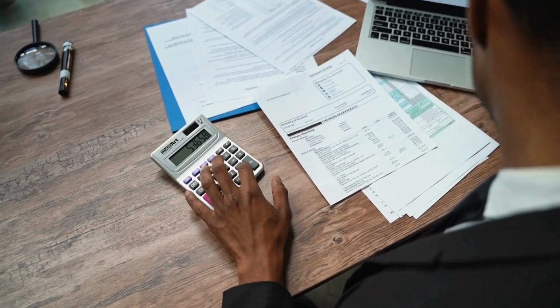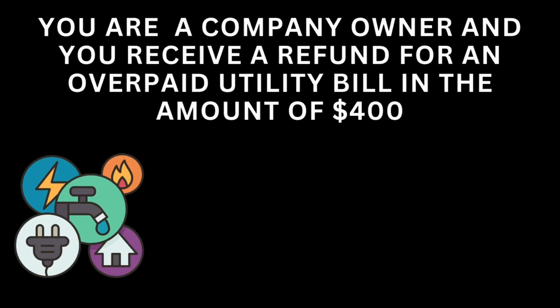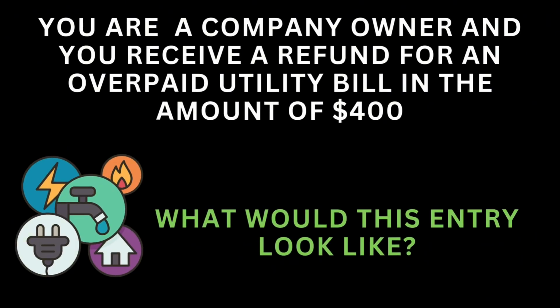Now that you have completed entries for debits, let's try one for credits. You are an owner of a company and you receive a refund in the amount of $400 for an overpaid utility bill. How would you record this entry?